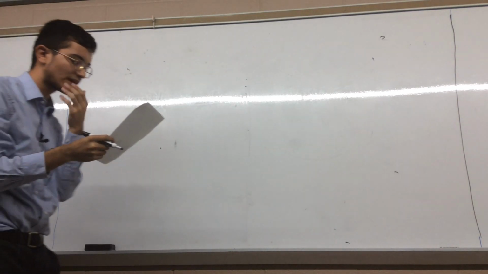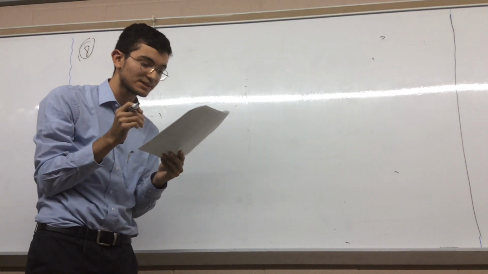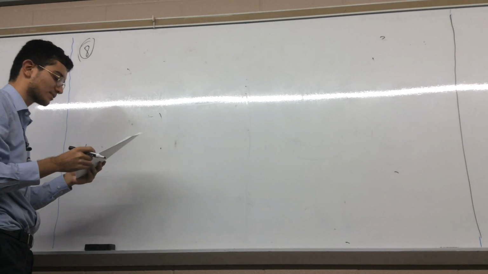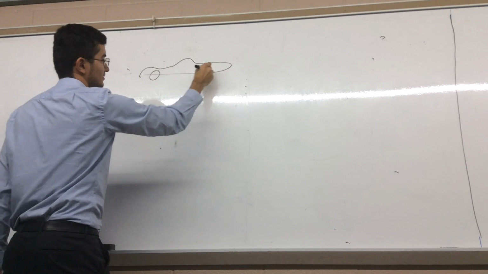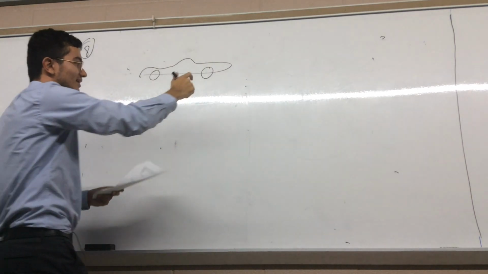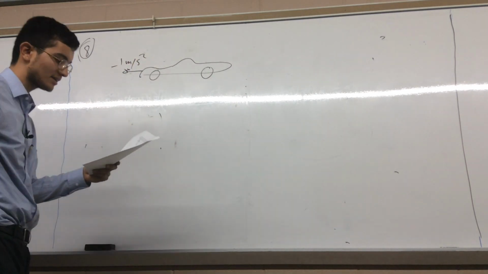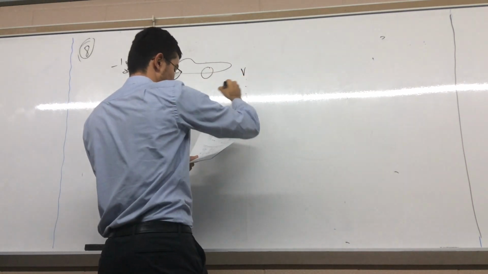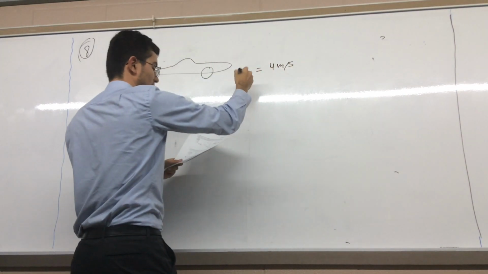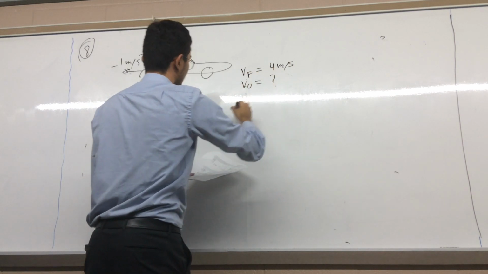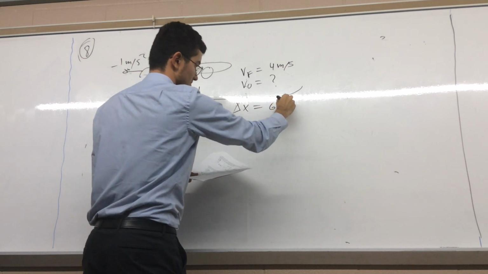So we have a car that slows down because of traffic, and it has an acceleration of negative 1 meters per second squared. After moving for 6 meters, it has a velocity of 4 meters per second. So we have a car, and it is accelerating at negative 1 meters per second squared. The final velocity, V final, is equal to 4 meters per second. We don't know V0. And we know that delta x, the distance it travels, is 6 meters.